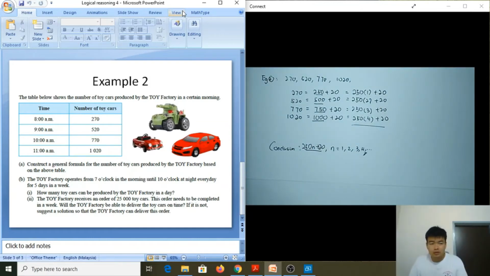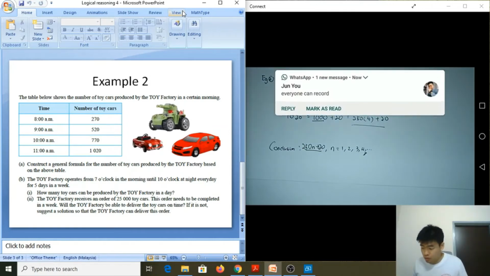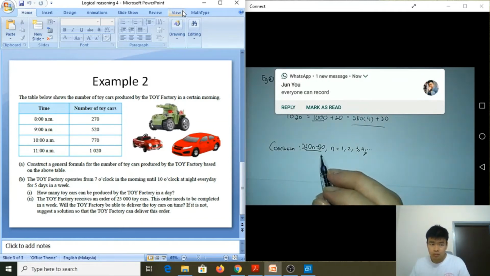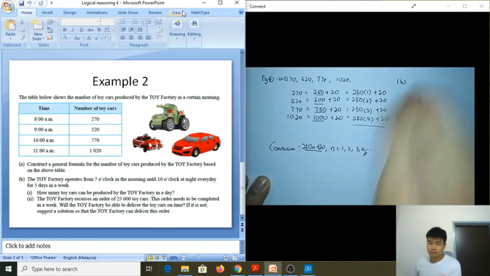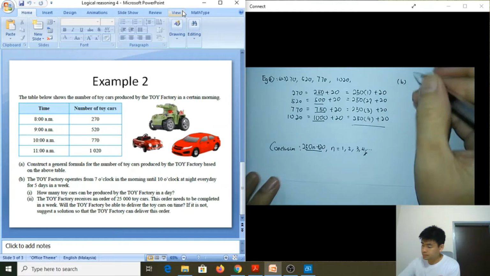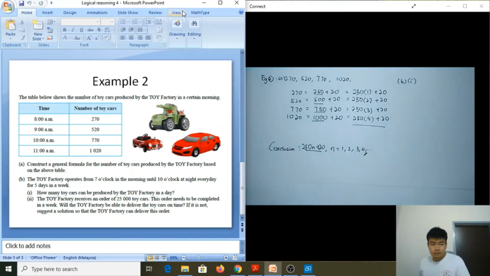So let's take a look at question B. The toy factory operates from 7 o'clock in the morning until 10 o'clock at night every day for 5 days in a week. How many toy cars can be produced by the toy factory in a day? Now we already have the formula, so the rest should be a piece of cake. This is part A, and part B, B1: how many toy cars can be produced by the toy factory in a day?